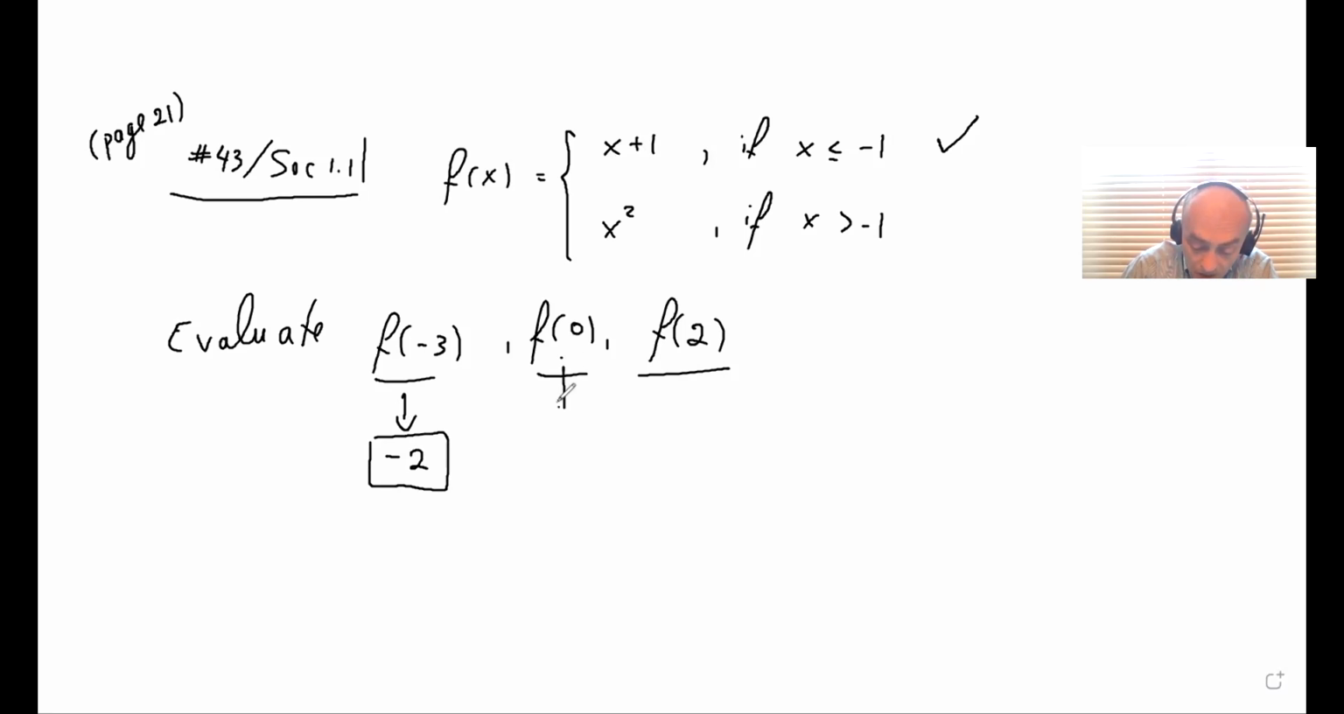The next thing here is f of 0. Now, where is 0 coming into play here? Well, we are going to use the second formula because 0 is greater than -1. We plug in the second formula and we get that f of 0 is 0 squared, or 0. So that will be the answer for the second thing. And finally, f of 2, and you guessed quickly that we're going to use again the second formula. We're going to have 2 squared here, and that's going to end up being 4.